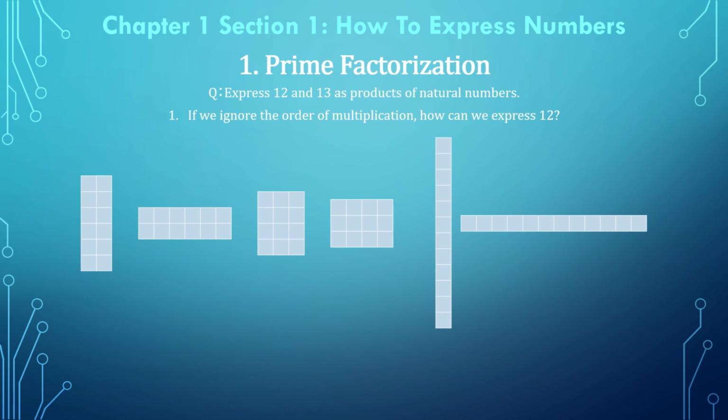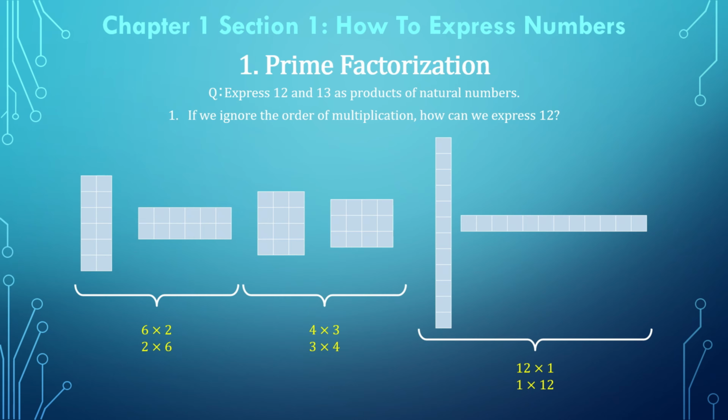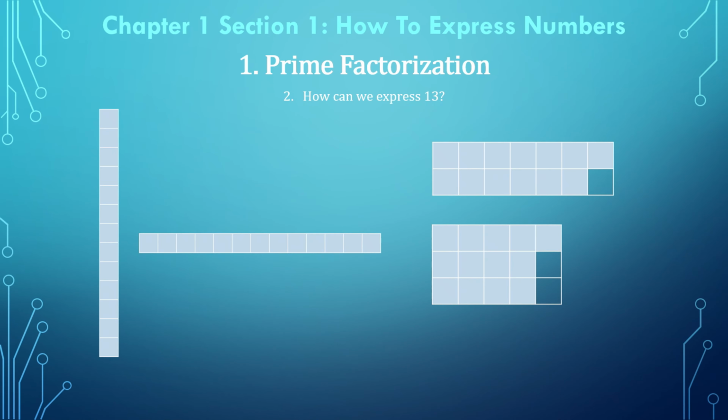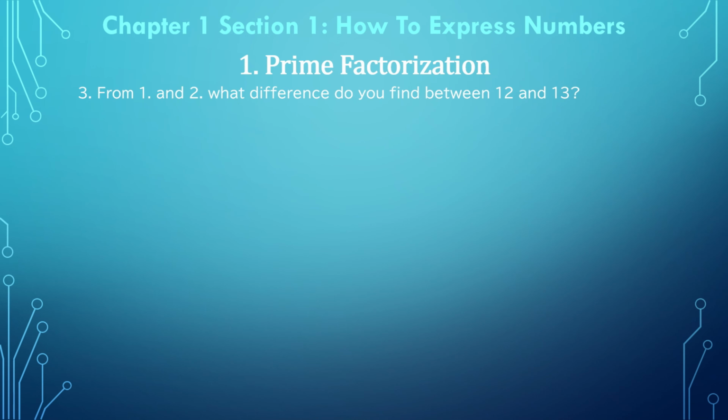Let's continue on the question. If we ignore the order of multiplication, how can we express 12? The answer is very simple. Starting from the smaller numbers, there are 2 times 6, 3 times 4, and 1 times 12. On the other hand, 13's factorization is only 1 times 13. By the way, you cannot express the rectangles on the right with simple multiplication. From 1 and 2, you can tell the difference between 12 and 13.